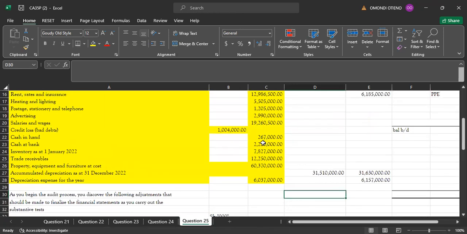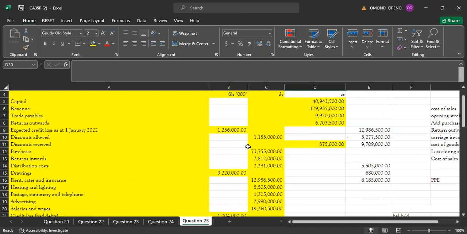So drawings, how do we treat drawings? I want to take you now back to this part. How do we treat drawings? Less from capital, okay. So here I'm referring to debit or credit.